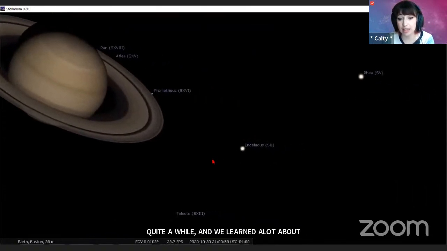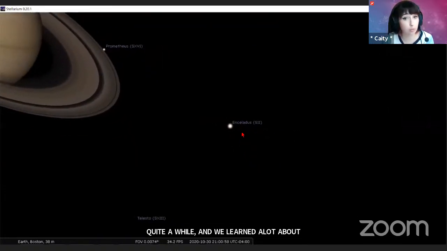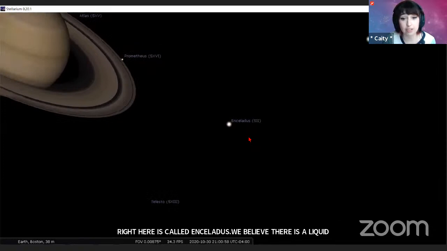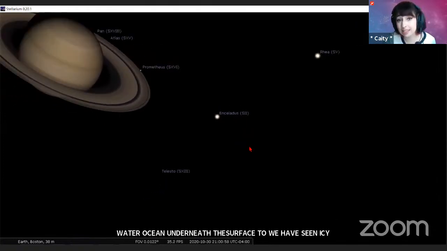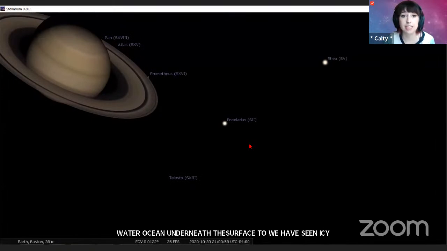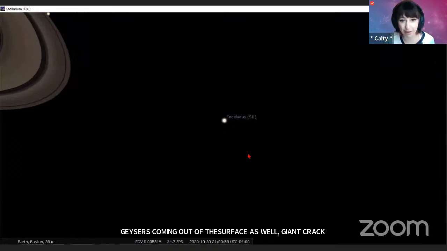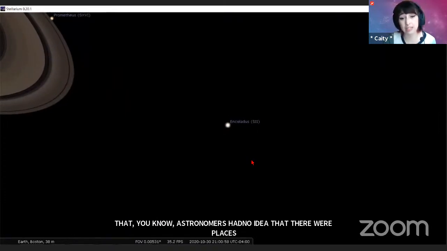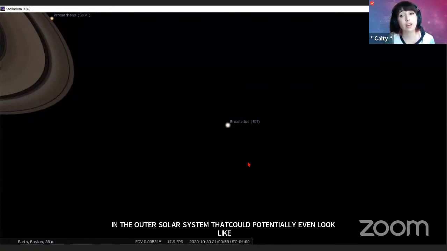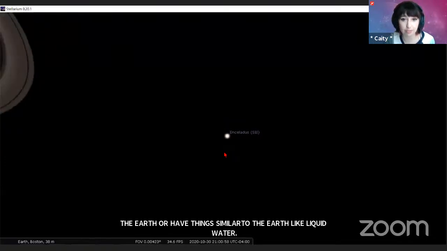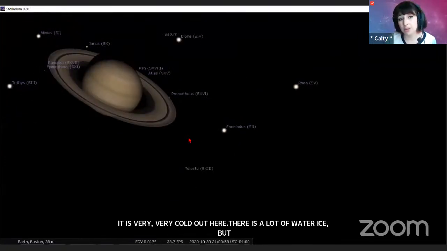This is another moon that we believe has a liquid water ocean underneath the surface. We've seen icy geysers coming out of the surface as well through these giant cracks that astronomers had no idea that there were any kind of places in the outer solar system that could potentially even look like the Earth or have things similar to the Earth, like liquid water. It's very, very cold out here. There's a lot of water ice, but it's hard to find liquid water, but it just turned out that we had to look under the surface of a lot of these moons. So awesome discoveries about Enceladus.